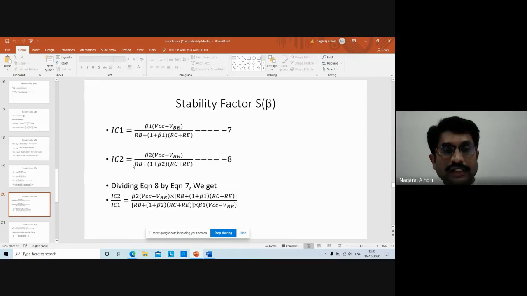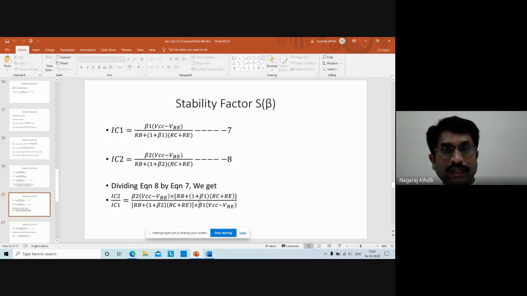We got the equation for IC1 and IC2. What is the next step? The next step is we have to divide these two equations. Divide equation 8 by equation 7. If we divide equation 8 by equation 7, we get IC2 by IC1 equal to beta 2 into (VCC minus VB) divided by [RB plus (1 plus beta 2) into (RC plus RE)]. This is cross multiplied: the denominator will come to the numerator, that is, [RB plus (1 plus beta 1) into (RC plus RE)]. Then in the denominator the numerator will come, that is, beta 1 multiplied by (VCC minus VBE). This is IC2 by IC1.